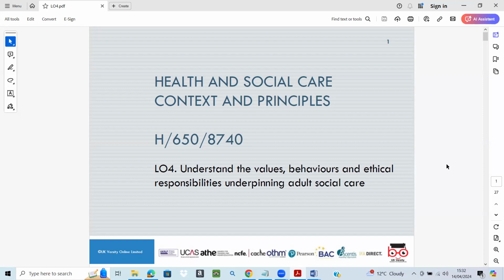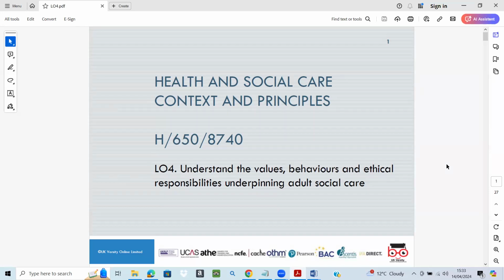These values are essential because they affirm that every individual deserves to be treated with dignity, should be respected for their choices and identity. Every individual has their own identity, so we always need to consider that, and they have the right to make decisions about their life. By upholding these values, we support the self worth and autonomy of those in our care.